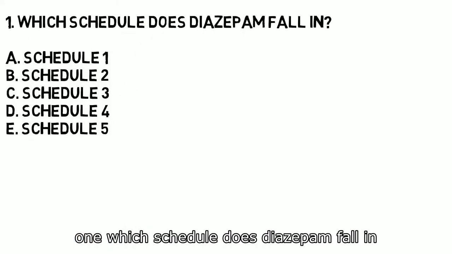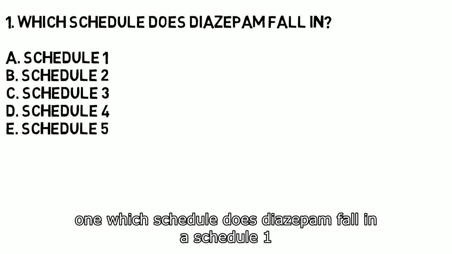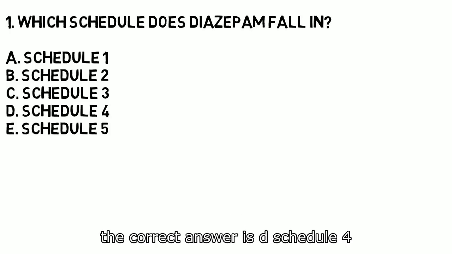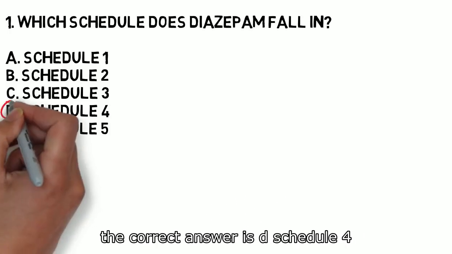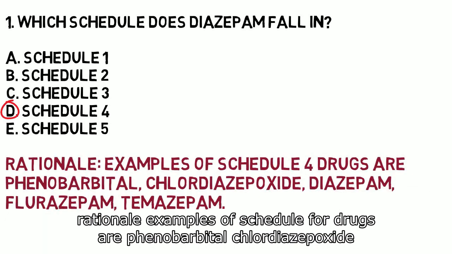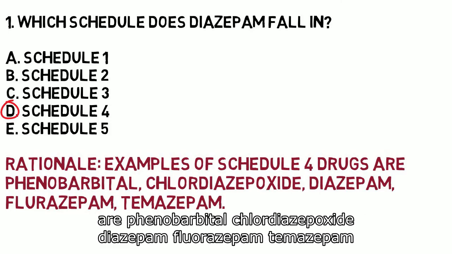Which schedule does diazepam fall in? A. Schedule 1. B. Schedule 2. C. Schedule 3. D. Schedule 4. E. Schedule 5. The correct answer is D. Schedule 4. Rationale: examples of Schedule 4 drugs are phenobarbital, chlordiazepoxide, diazepam, flurazepam, temazepam.